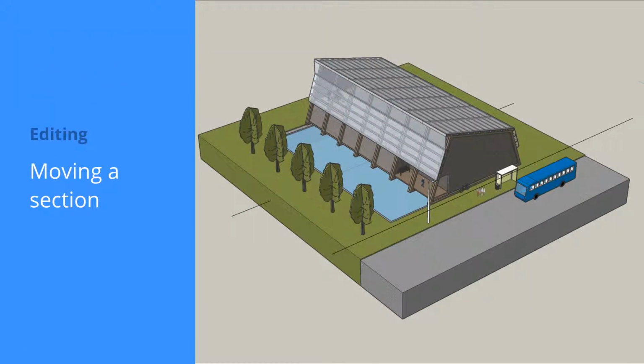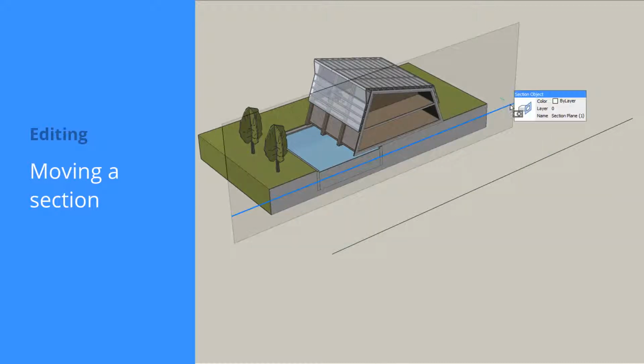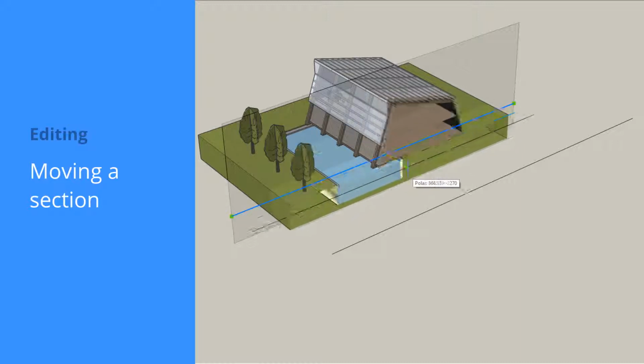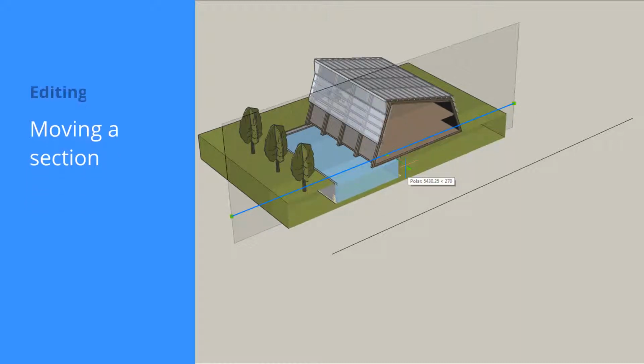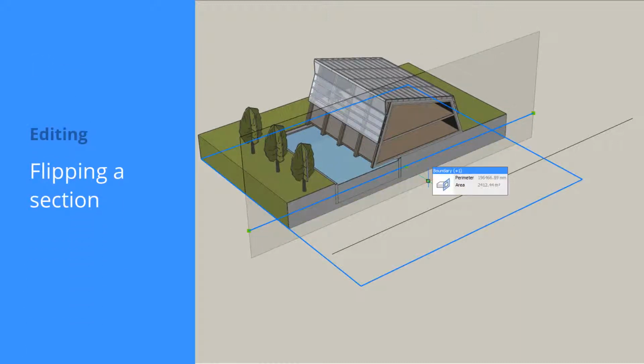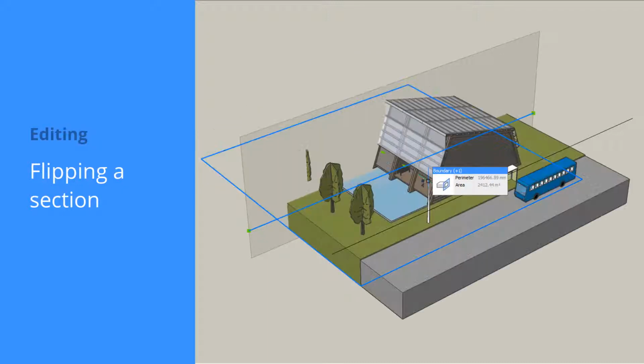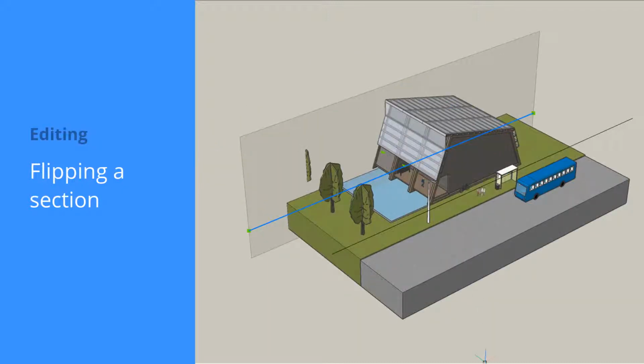A section element has 3 grip edit points. Selecting the section's handle turns the grips on for editing. You can move the midpoint grip to reposition the section plane. If you left-click the arrow displayed near the midpoint grip, you will flip the clipping direction of the section.